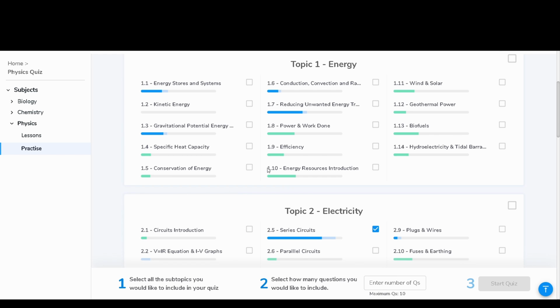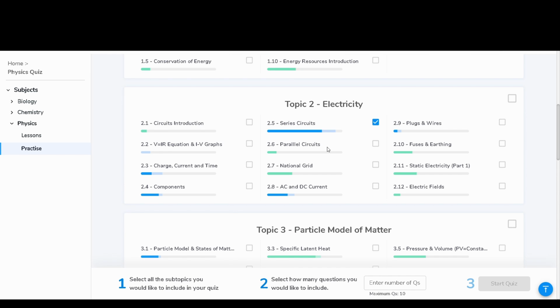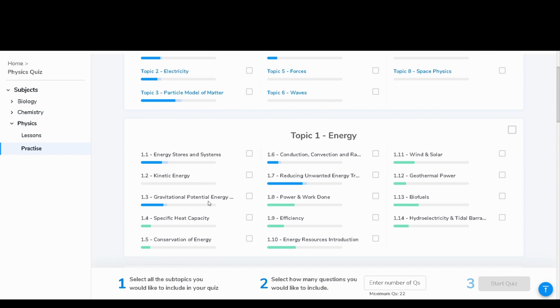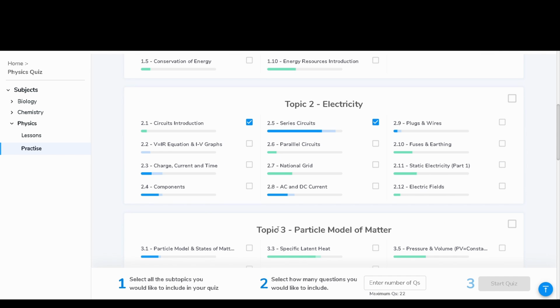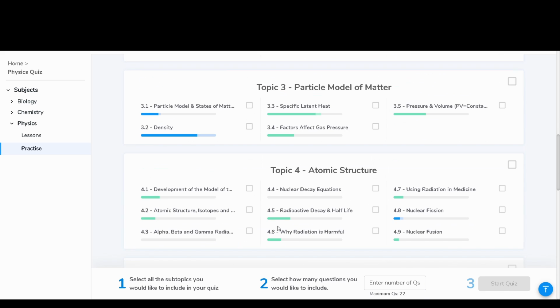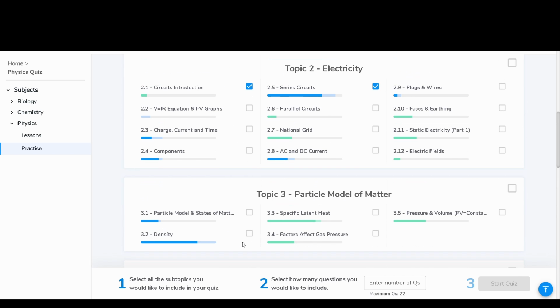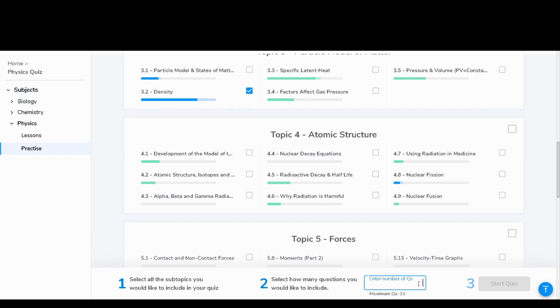Mustaqim, which chapter have you studied? Electricity. Okay, great. So we'll only be assessing you for electricity, not density. Okay, so let me choose density as well. So the number of questions I'll be asking you is 10. Or let's make it 8 only.